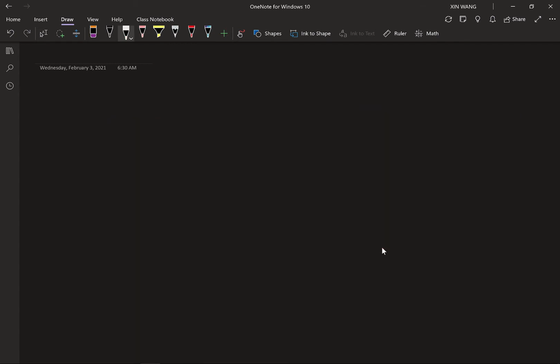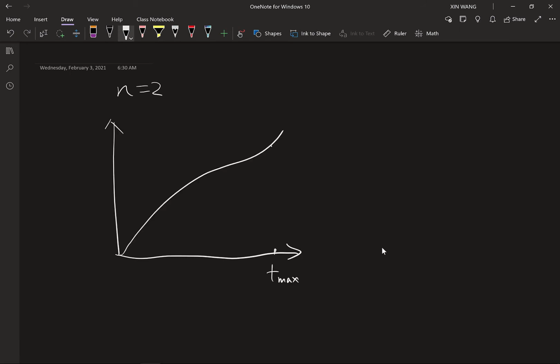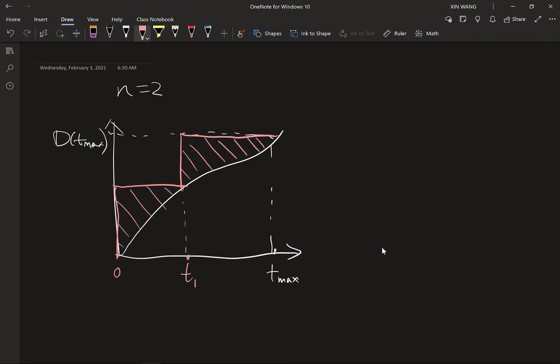Now let's see a more complicated case, when n equals 2. When n equals 2, the problem is no longer trivial. We need to decide one dispatch point in the middle. Definitely 0 is our first dispatch point. Our dispatch will result in this arrival curve, and this point will be t1.